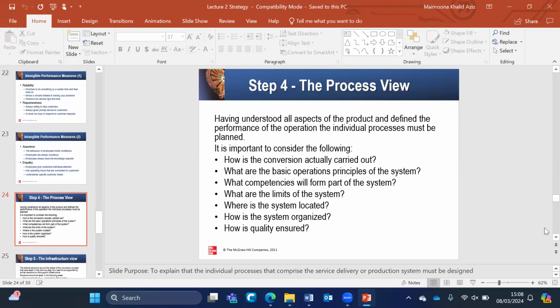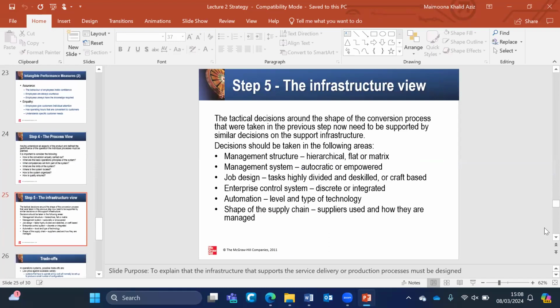So step 4 in the process of forming strategy was the process view. Here we say what are conversion processes, what is the basic operational principle, what competencies, what are the limits, where is the system located, how is it organized, how is quality ensured. Then we come to the infrastructural view.